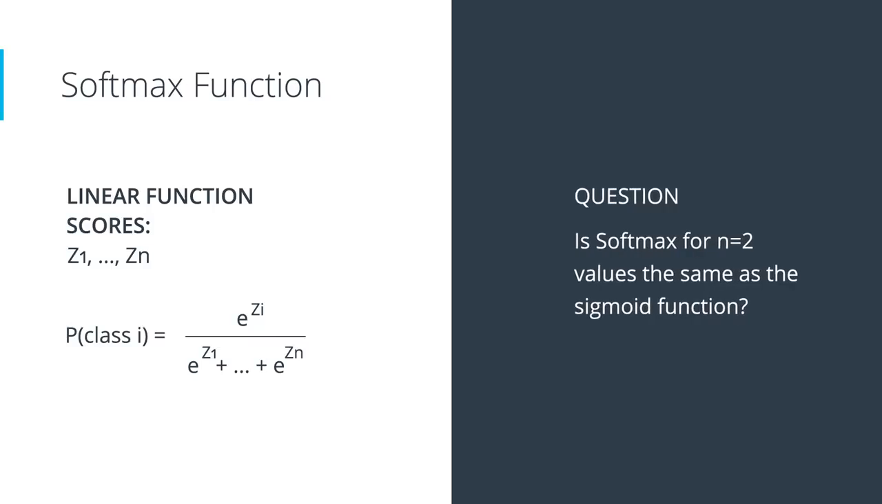So here's a question for you. When we had 2 classes, we applied the sigmoid function to the scores. Now that we have more classes, we apply the softmax function to the scores. The question is: is the softmax function for n equals 2 the same as the sigmoid function? I'll let you think about it. The answer is actually yes, but it's not super trivial why, and it's a nice thing to remember.